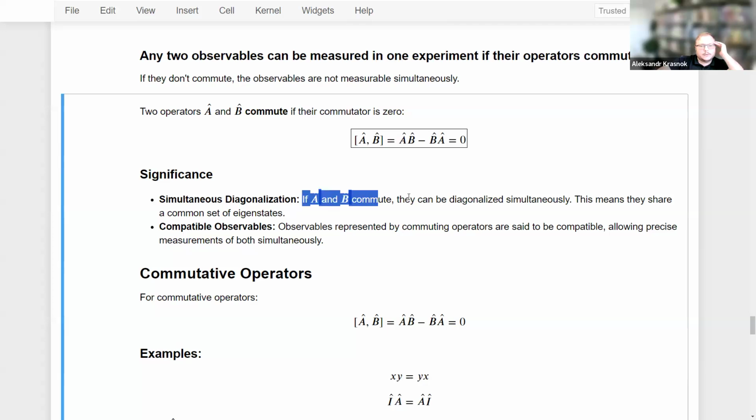So, commutator equal to 0. If the commutator is equal to 0, we also say that these two operators commute, right? And if they commute, they can be diagonalized simultaneously. So this basically means that we can measure their eigenvalues in the same experiment.